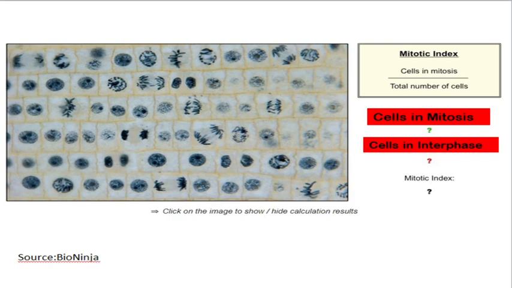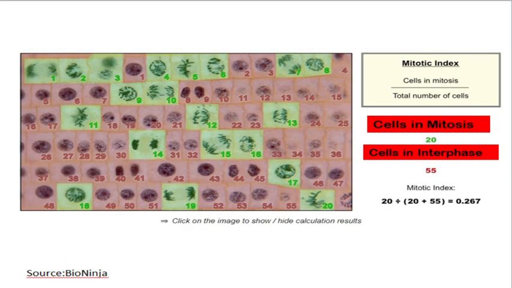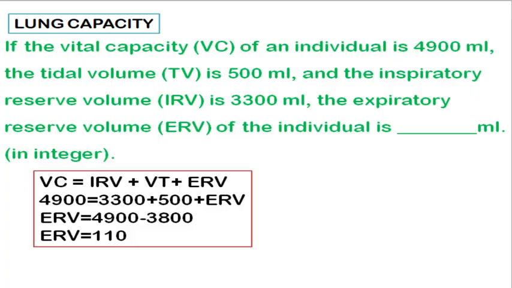This example you can find like that. They will take a record of cells undergoing various kinds of cell division, cell phases. First, they will calculate the number of cells in mitosis, which they can easily do by counting the cells which have visible chromosomes, and then they will calculate the number of cells in interphase, those cells which don't have any visible chromosomes. So in this particular diagram, 20 cells were in mitosis and 55 cells were in interphase. How will you calculate the mitotic index? 20 divided by the total number of cells, which includes cells in mitosis plus interphase, that is 20 plus 55. If you calculate, the mitotic index for this particular problem is 0.267.